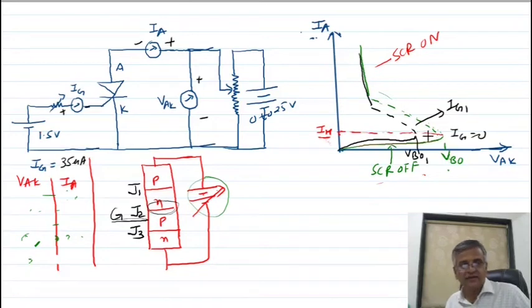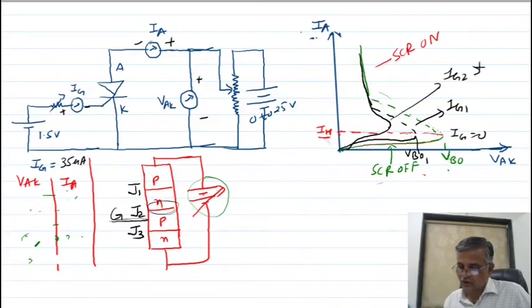The SCR turn-on time will become faster. So for a higher value of gate current, again you will get such kind of characteristics. This is where your SCR is on, you can say. Here the SCR is off.